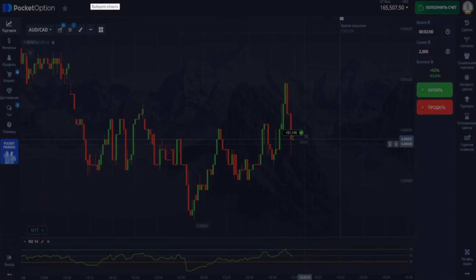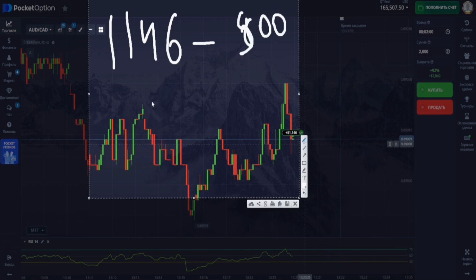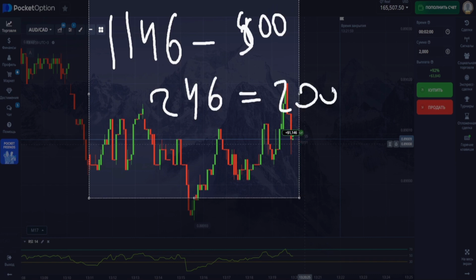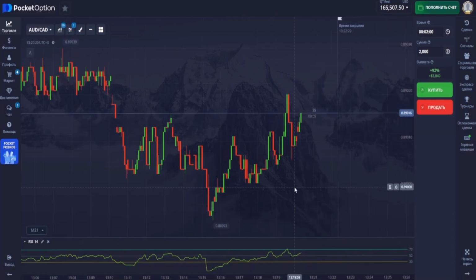A profit of 246 minus 900, because the first two trades were for 600 and 300, minus 900. So the final profit turned out to be 246, or right now that's about 20,000 rubles. In my opinion, that's pretty good considering the video is still over 10 minutes long. And overall, that's how trading actually goes.